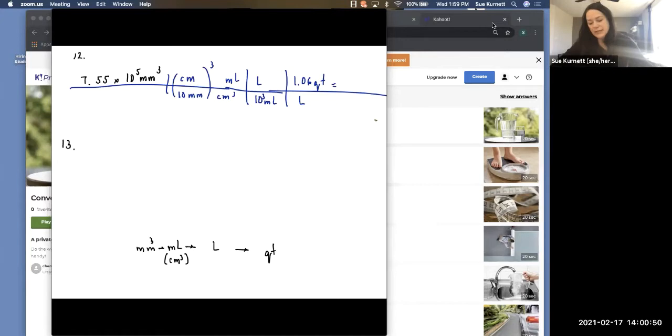So for 13, we're given a length and a time. And so we use length and time to figure out the rate. And then I'm going to convert it to minutes. So 2 hours is 120 plus 41 is 161 minutes. Oh, okay. And so we're going to get our minutes to seconds, and our miles to meters.